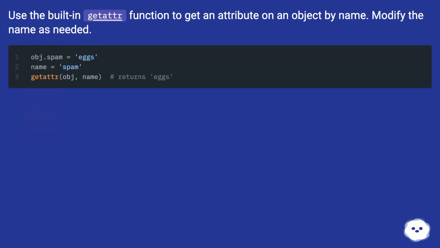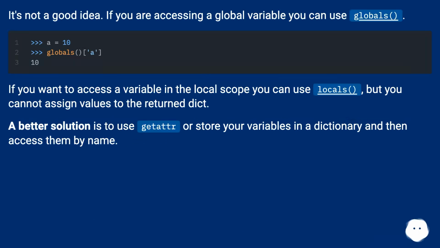Use the built-in getattr function to get an attribute on an object by name. Modify the name as needed. It's not a good idea.